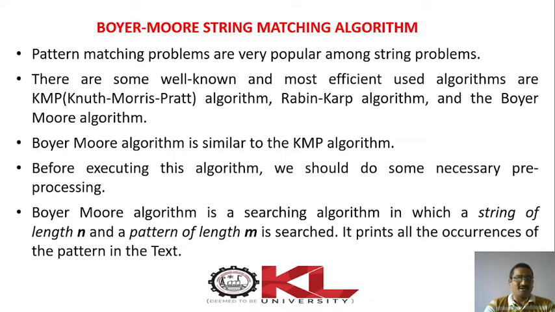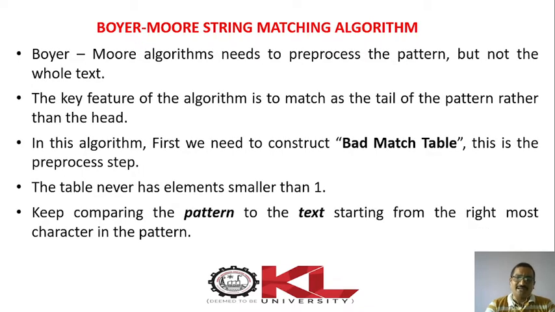Before learning the Boyer-Moore algorithm, we should do some necessary pre-processing steps. In this algorithm we have a text string of length n, and a pattern of length m, which is the one being searched. It prints all the occurrences of the pattern in the text. The Boyer-Moore algorithm needs to pre-process the pattern, but not the entire text. So only the pattern is matched in that text.